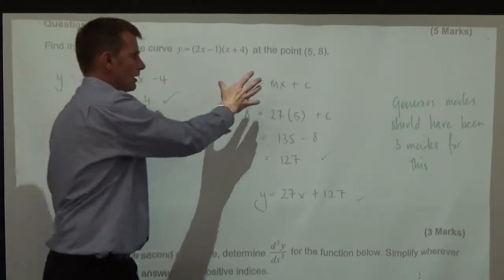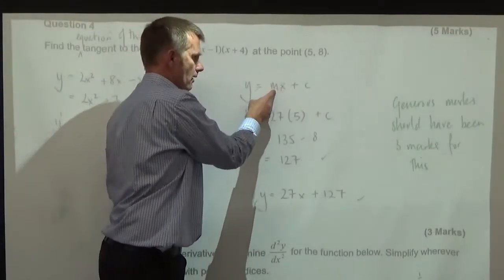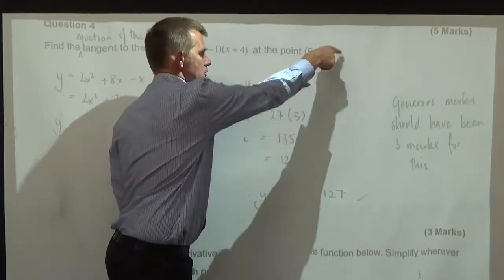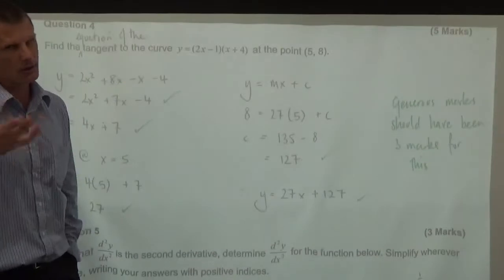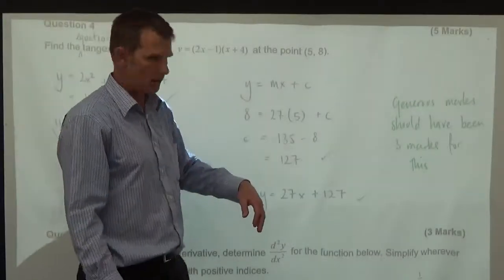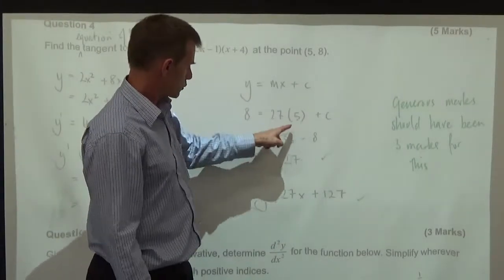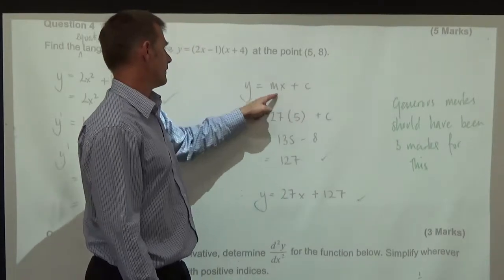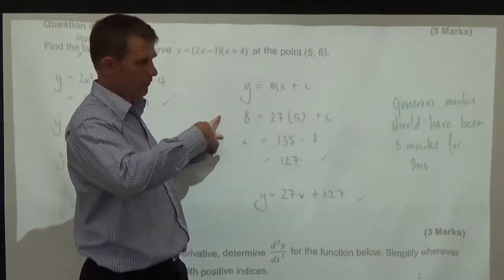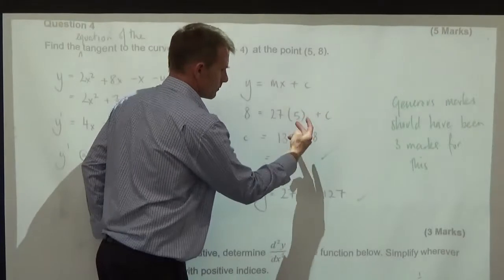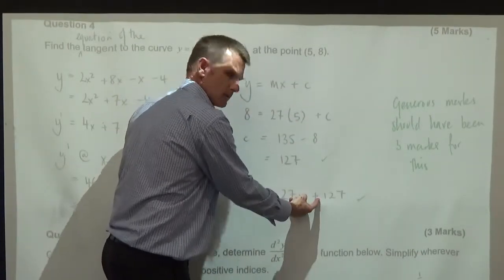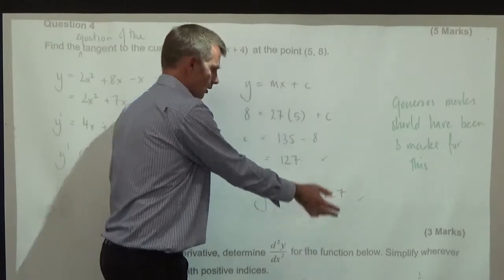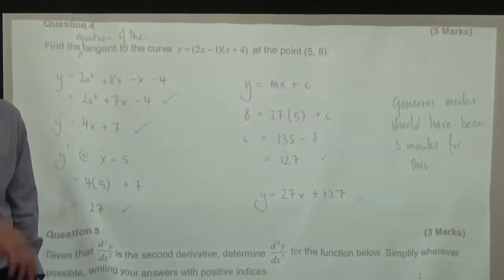I then use my linear equation, put the gradient in, and use the whole point 5, 8 to figure out the C value. Now, in this question, I made a mistake here. I never went back and tidied this up. Have a look here. This will be 135. Move it over here, it'll become negative 135. So these two should be around the other way. This should be minus 127, and hence minus 127 there. I'll tidy that up in a moment. I never got back to tidy it up.